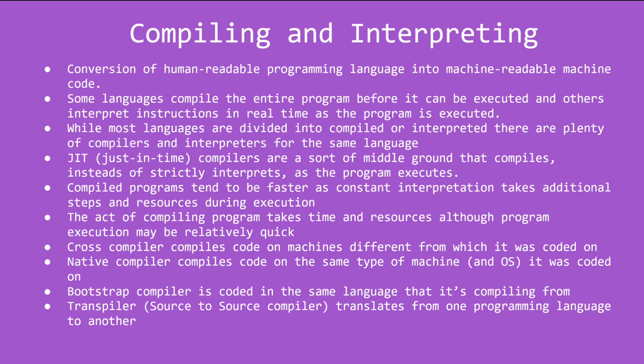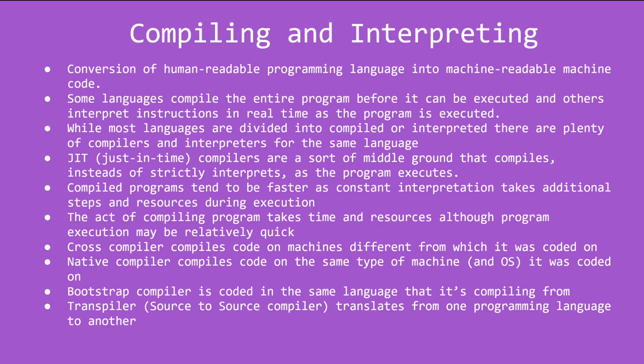While most languages are technically divided into compiled or interpreted, there's plenty of things that are both compilers and interpreters, sometimes for the same language. We also have JIT, which is just-in-time compilers. They're sort of a middle ground. They compile instead of strictly interpret as the program is executing. Compiled programs tend to be faster as constant interpretation takes additional steps and resources during execution.